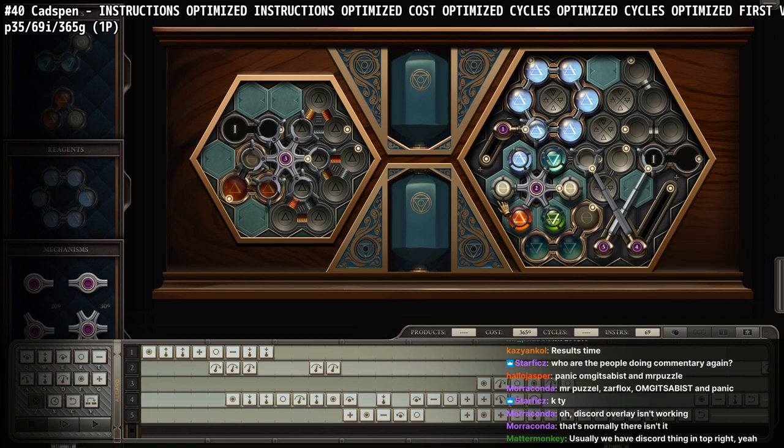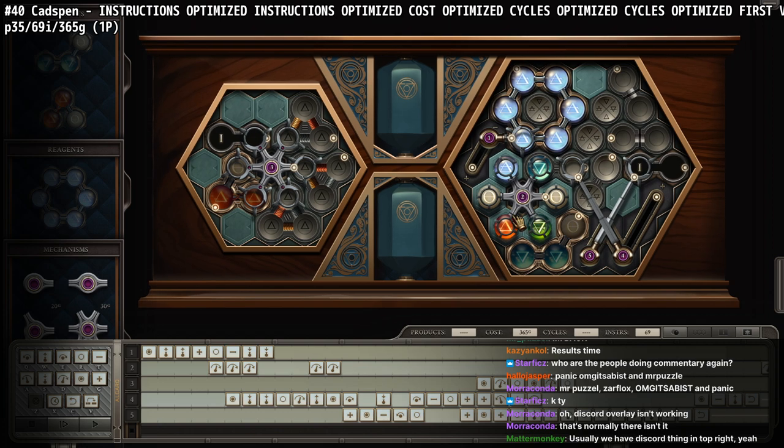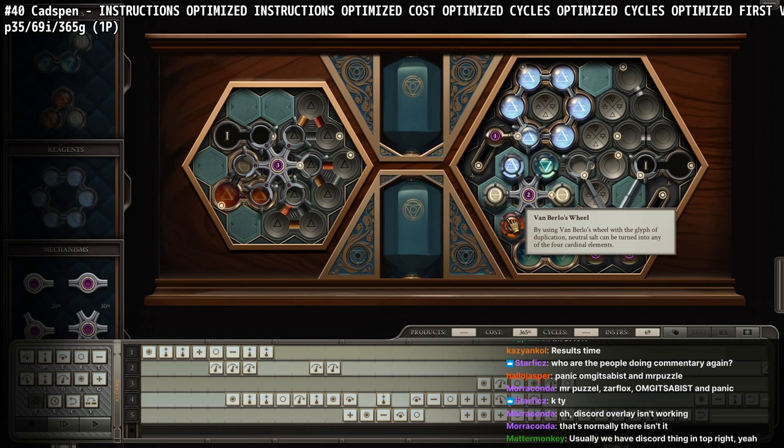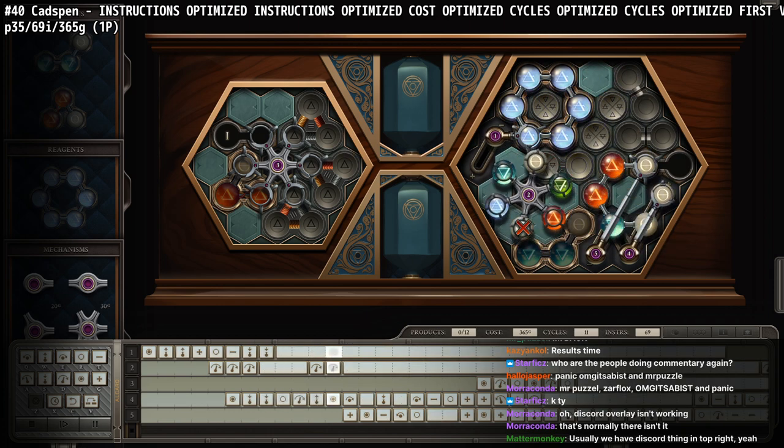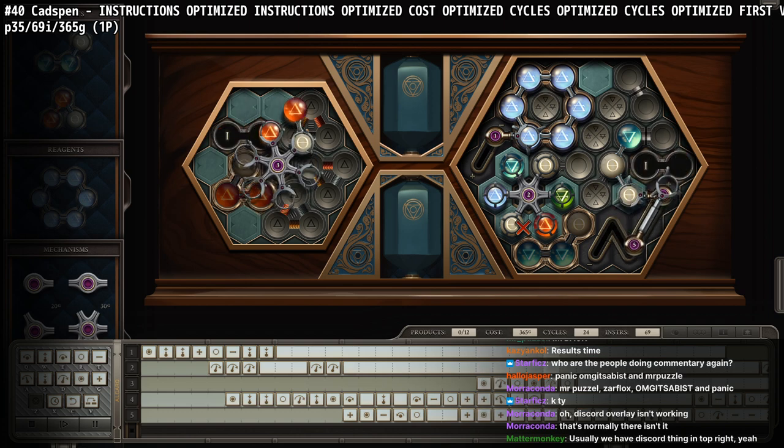Instructions 40F optimized, cost optimized, cycles 235 optimized, cycles optimized, first victory. So this was the first victory, then cycles optimized, then cycles optimized, then cost optimized, then instructions optimized, then instructions optimized. Looks instructions optimized to me.